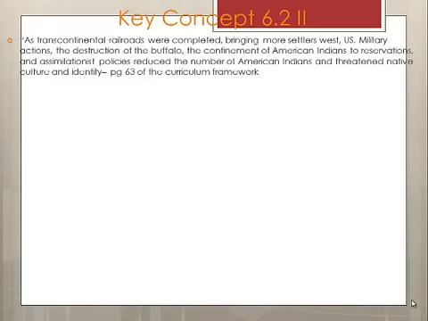All right, let's finish up with 6.2, Roman numeral 2. As transcontinental railroads were completed, bringing more settlers west, U.S. military actions, the destruction of the buffalo, the confinement of American Indians to reservations, and assimilationist policies reduced the number of American Indians and threatened native culture and identity.